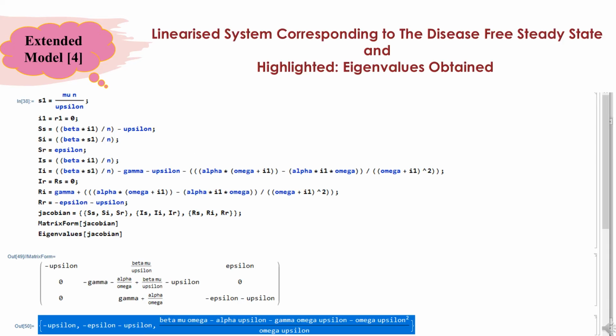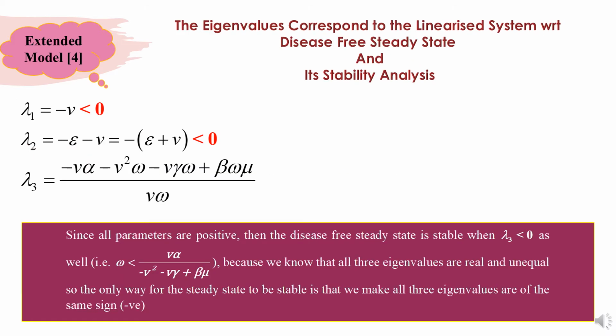Then we proceed with extended model 4 to find the eigenvalues using Mathematica, and the highlighted part is the output of eigenvalues. We found that eigenvalue 1 and eigenvalue 2 are less than 0. Since all the parameters are positive, the only way for the disease-free steady state to be stable is when eigenvalue 3 is also smaller than 0, because we know that all three eigenvalues are real and unequal.